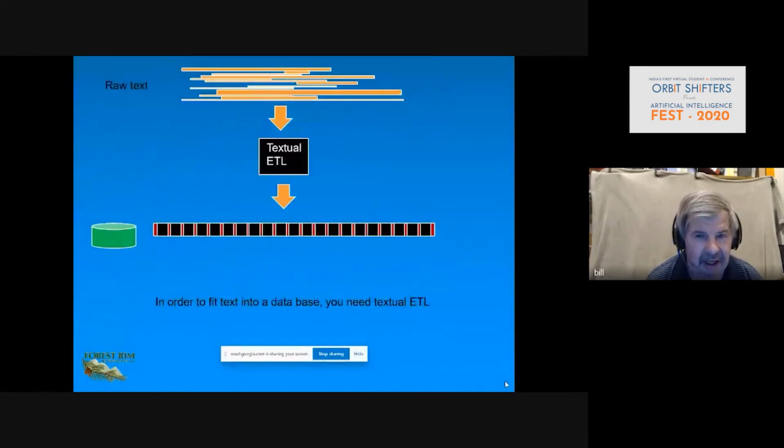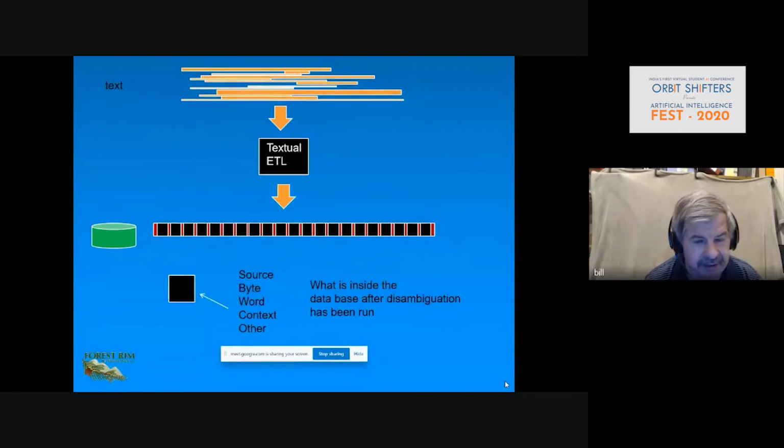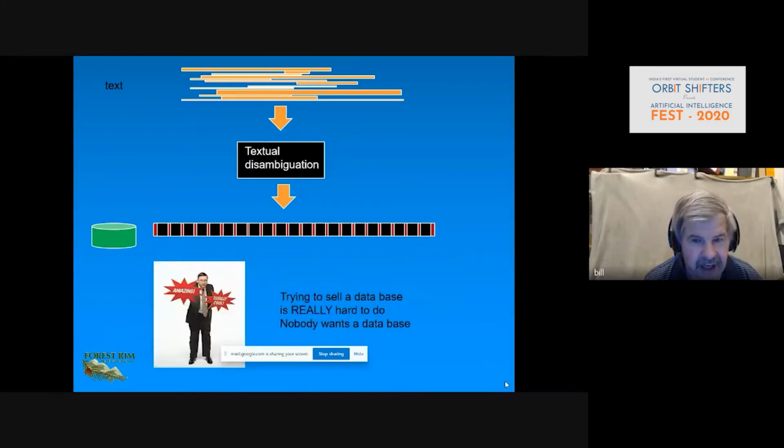Okay, here we have raw text being fed into textual ETL. And when we do that, now we can fit text comfortably and easily into a database. And what do you typically have in there after you've done disambiguation? By the way, another word for textual ETL is textual disambiguation. I got tired after a while of saying disambiguation because that's a long word. It's much more convenient to simply say textual ETL. But in fact, they are the same thing.